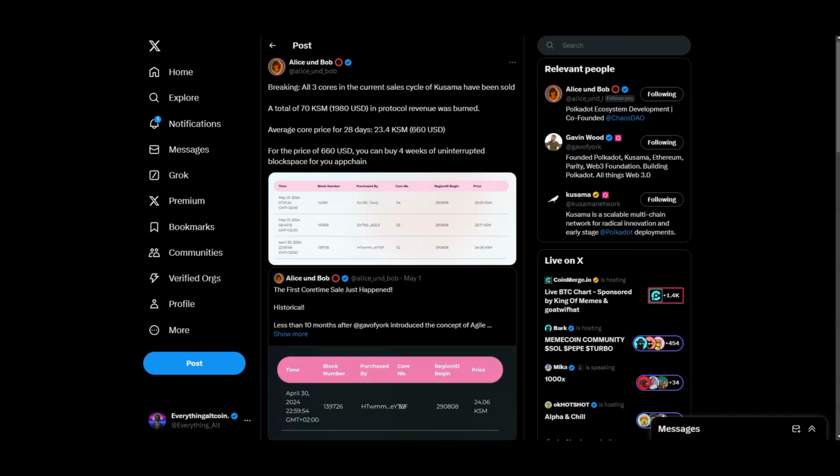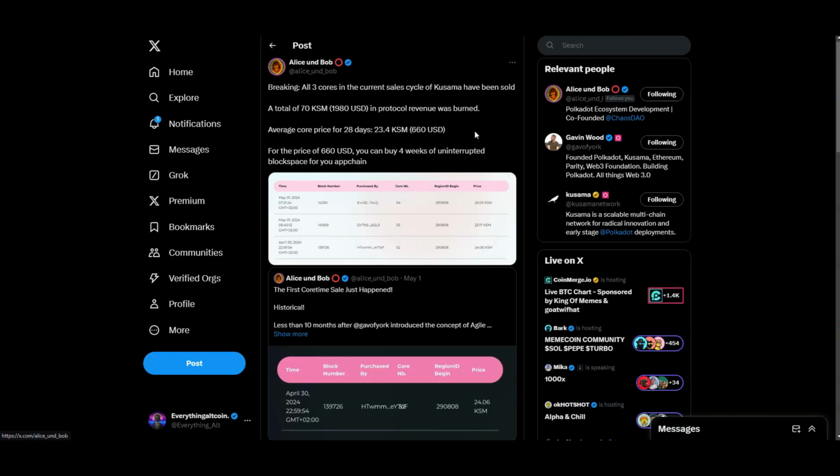So now with that being said, all three current core time sales at that time have been sold, a total of 70 KSM, which is just under $2,000, right? Which was burned. An average core price for 28 days is going to be 23.4 KSM, which is going to be $660, right? For the price of $660, you can buy a 4-week uninterrupted block space for your app chain.